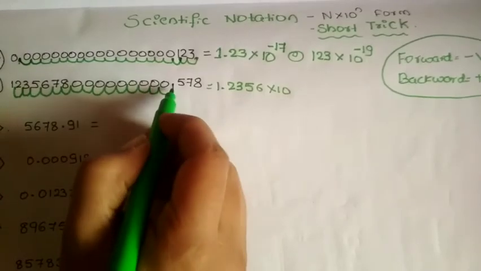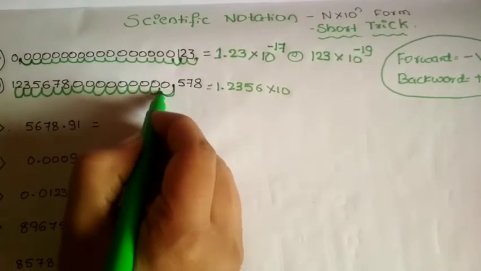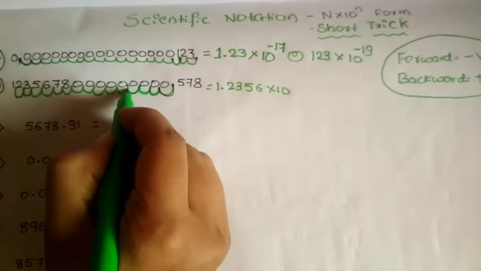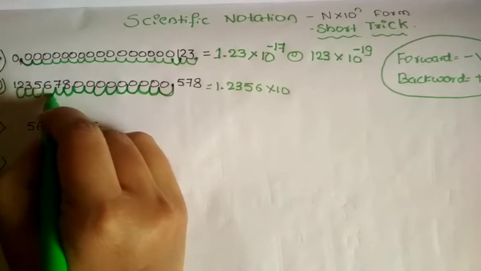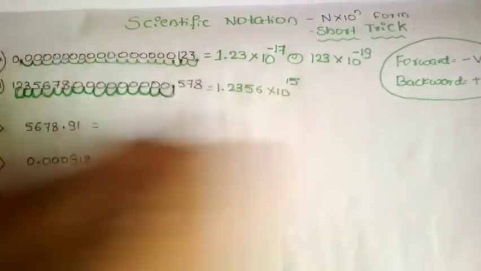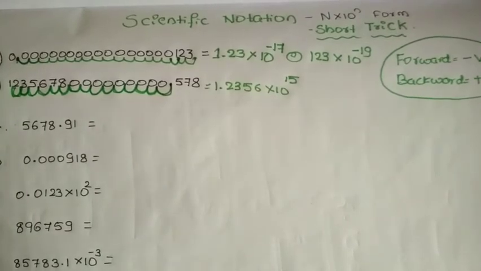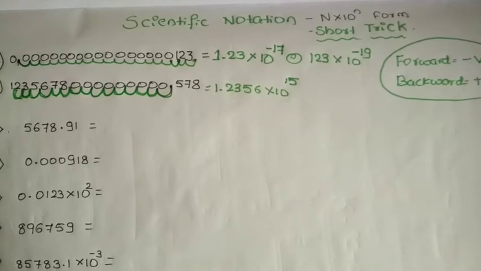How many places have I moved, dear students? I'm showing it again. The decimal point is moving from here to here, 1 2 3 4 5 6 7 8 9 10 11 12 13 14 15. So 10 to the power of 15. Okay, so this is how you need to write the numbers in the simplest scientific notation form.